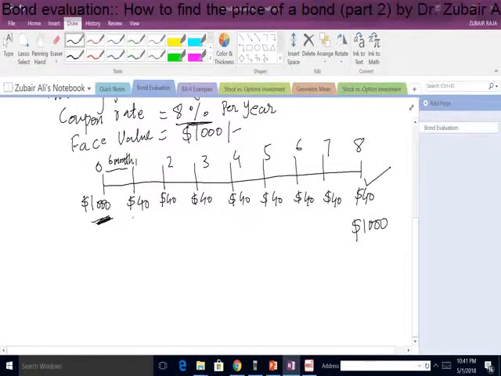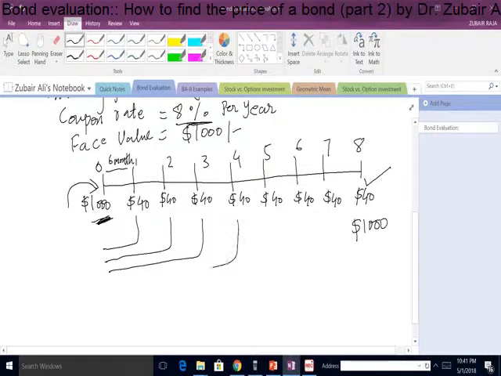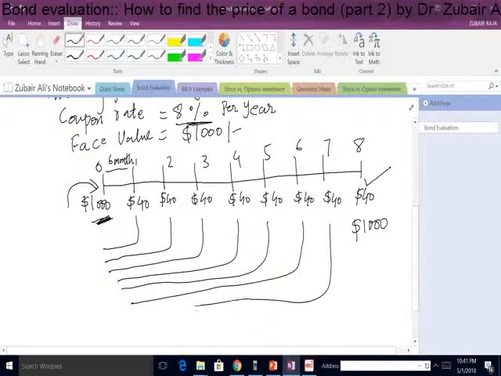So in this regard, what does it mean? It means if I want to find the price over here, I simply need to discount these cash flows back. Maybe some people will be thinking, why are we concerned about the price of the bond, because at this time this investor is already investing $1,000, right?